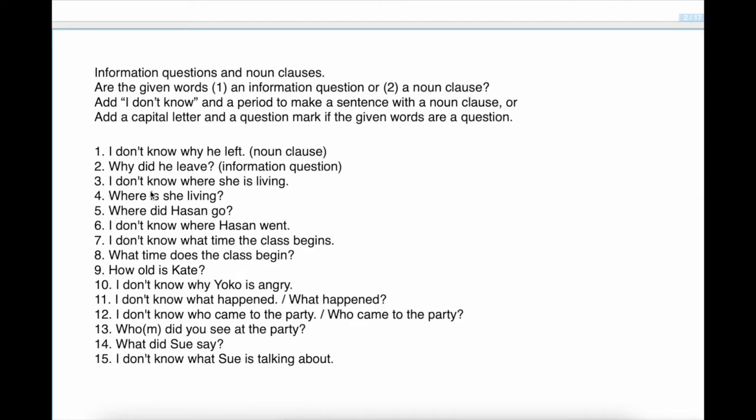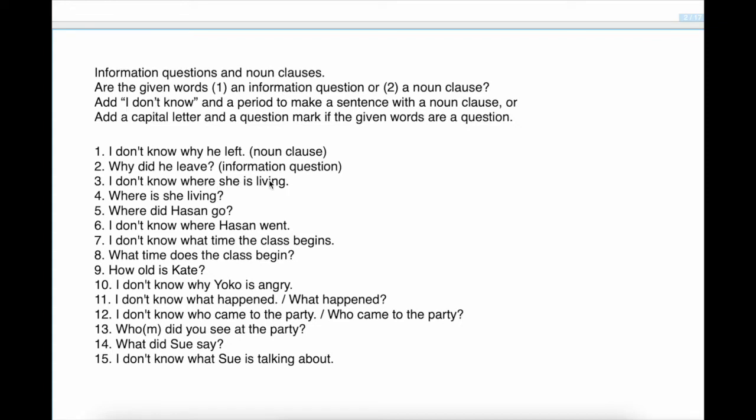Number 3, I don't know where she is living. Noun clause and period. So we added I don't know. Where is she living? Şimdi zaten soru mu yoksa noun clause mu olup olmadığını şuradan anlarız. Soru kalıbında mı, normal düz cümle kalıbında mı? Ona bakacağız. Is she living? Dikkat edin, bu soru kalıbı. Çünkü helping verb subject'ten önce gelmiş. Sonra gelseydi burada olduğu gibi o zaman burası normal bir cümle gibi olacak ve burası noun clause.